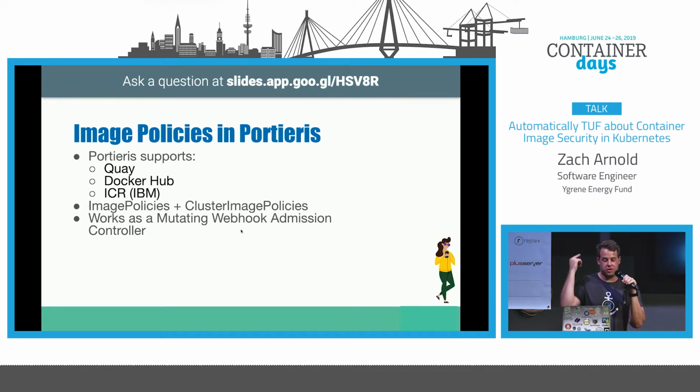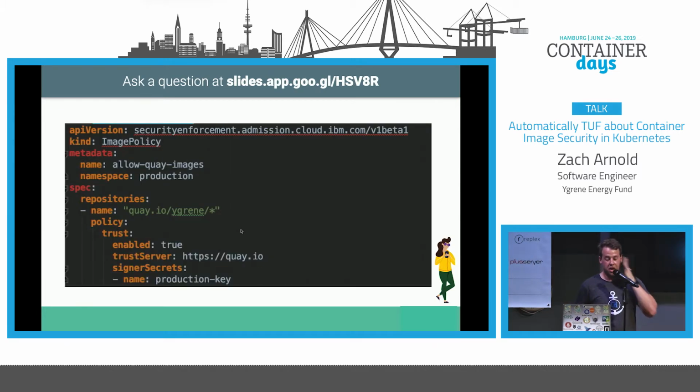So Portieres supports Key, Docker Hub, and ICR. No surprises there. It's an IBM tool. It has image policies and cluster image policies. An image policy is bound to a namespace. A cluster image policy is for the entire cluster. And it works, yes, as a mutating admission controller. So here's what an image policy would look like. Can everybody see that? Is that big enough? Okay, cool.